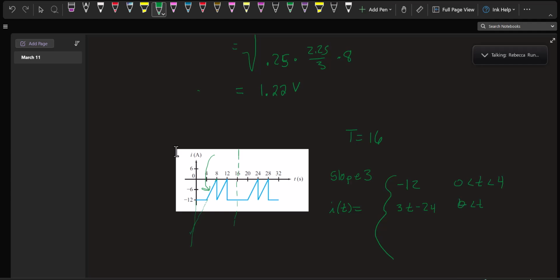for t greater than 4 but less than 8, and then from 8 to 12, let's see where its y-intercept would be. Looks like that would be at negative 36, right? Down 12 more. So it would be 3t minus 36. And then the last segment is negative 12 for t between 12 and 16.